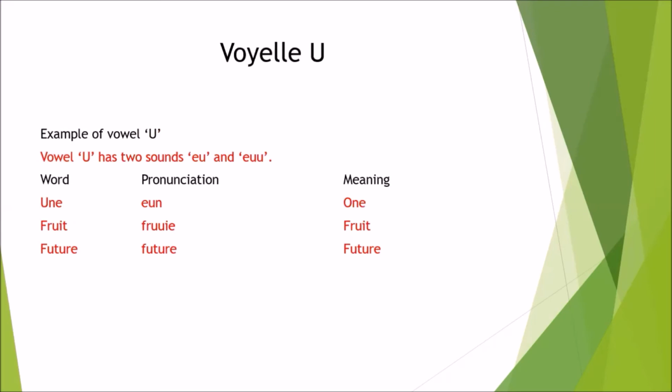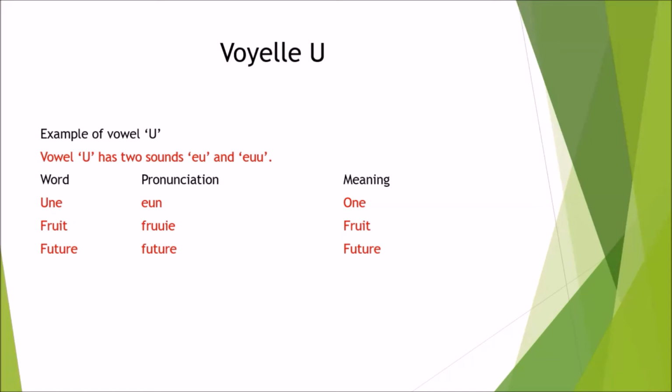Same rule applies for vowel U. Let's see the examples. Vowel U has 2 sounds. First is U and the second is U. For example, first word is U-N-E. It will be pronounced as yun. Yun, meaning is 1.